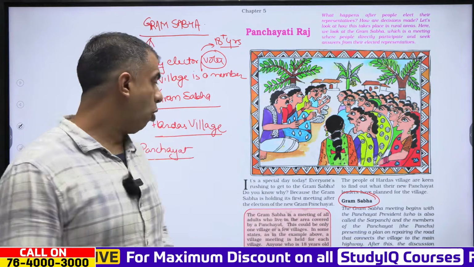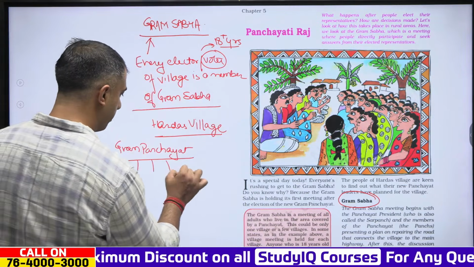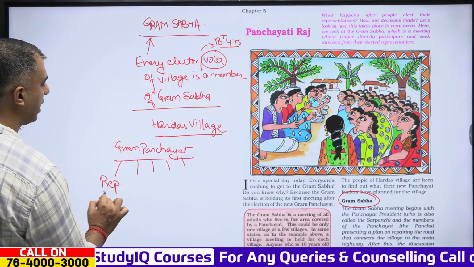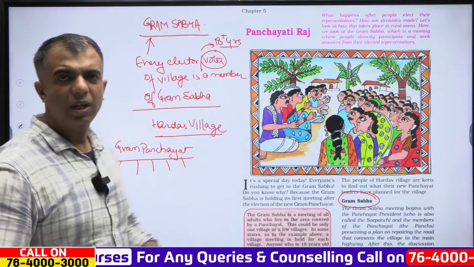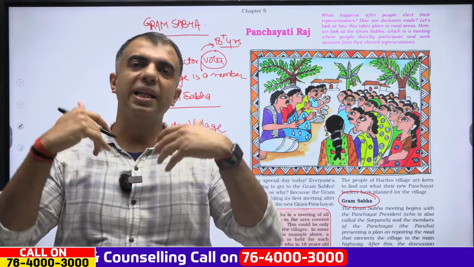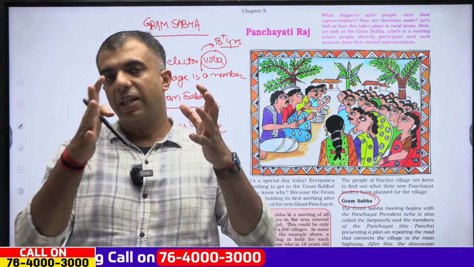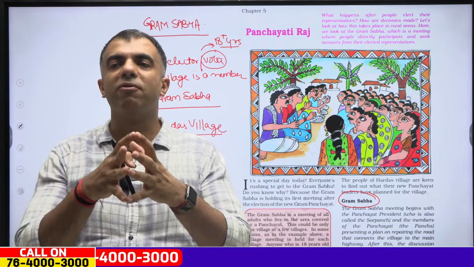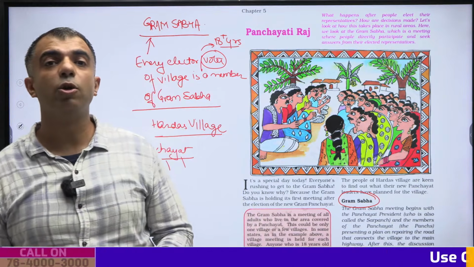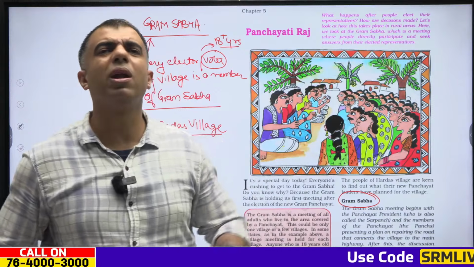Now, every ward has got a representative to elect. Clear? So instead of one person representing the entire village, the areas of the village have been further subdivided into wards. And when it has been subdivided into wards, it basically means smaller areas.